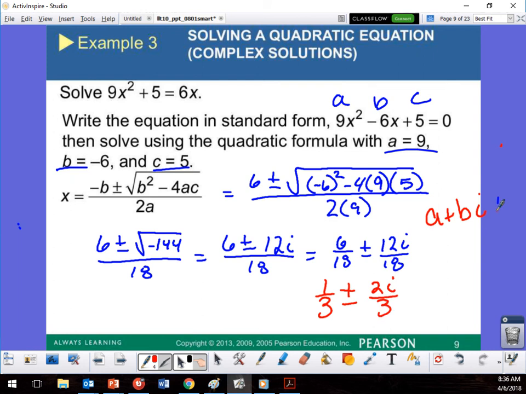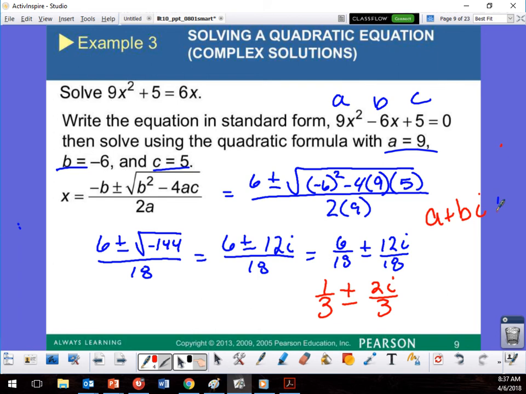Make sure your i is either on top or on the side right here. Don't put it in the bottom; it never goes at the bottom, it goes on top. Isn't i the square root of negative 1? Am I allowed to have a radical in the bottom? No, because I would have to rationalize that. So we're not allowed to have i in the denominator of any fraction.